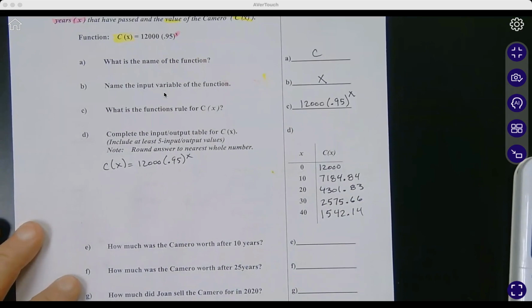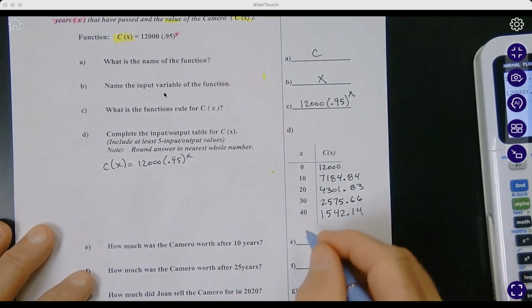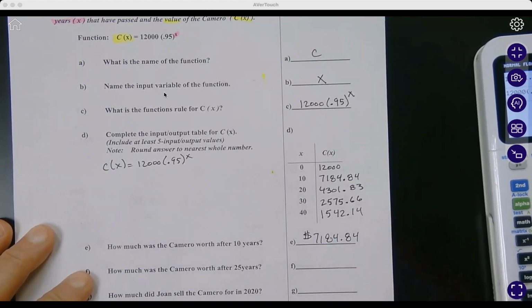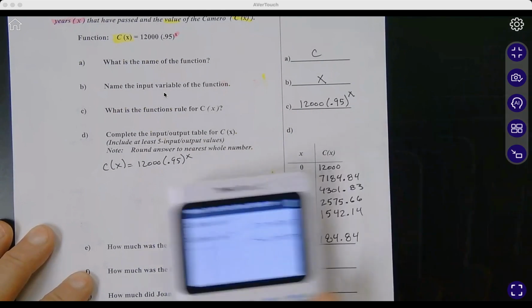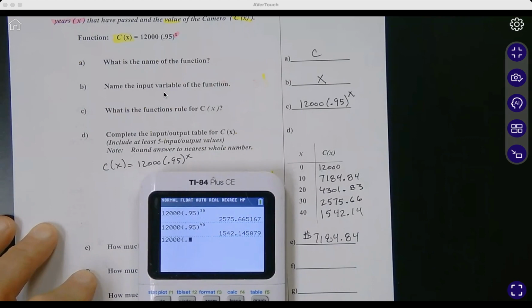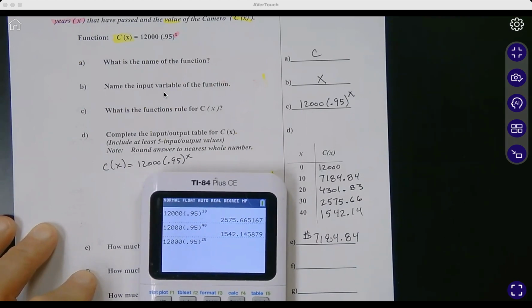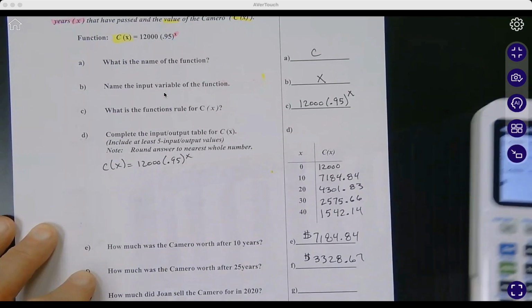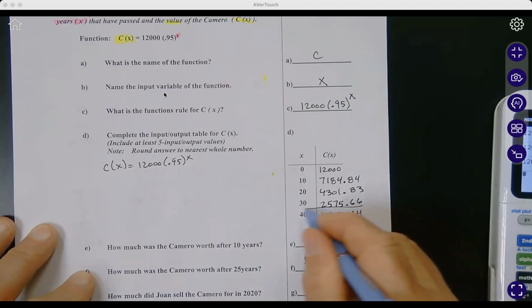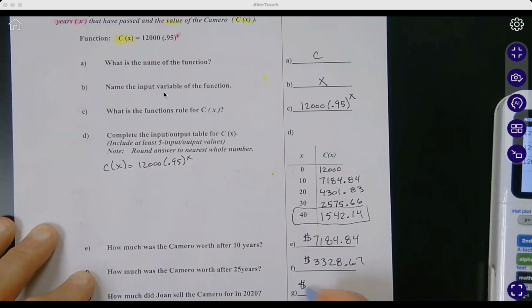Okay, how much was the Camaro worth after 10 years? Well, dollar symbol, because now we're answering individual questions. How much was the Camaro worth after 25 years? I'm going to have to calculate that, because that did not show up on my table. So I'm just going to input that number of years, 25, in for X. And that's going to give me 3328.67. How much did Joan sell the Camaro for in 2020? Well, she bought it in 1980 and sold it in 2020. So that means she sold it after 40 years. So that's how much Joan sold it for.